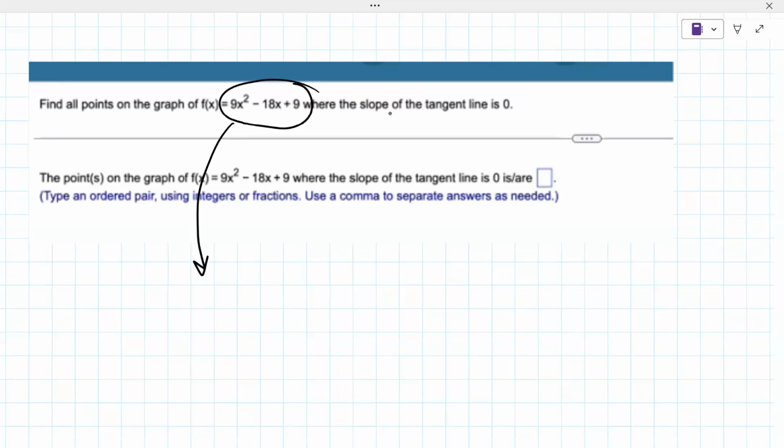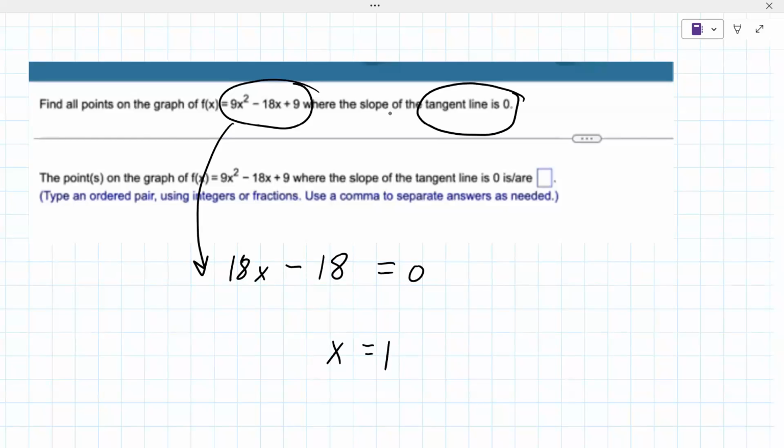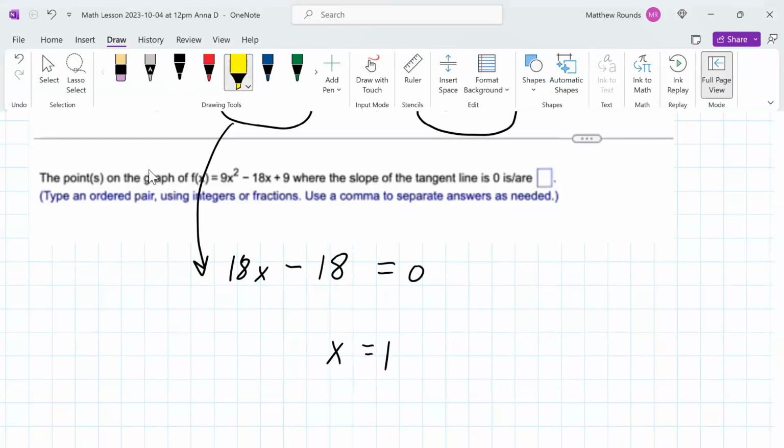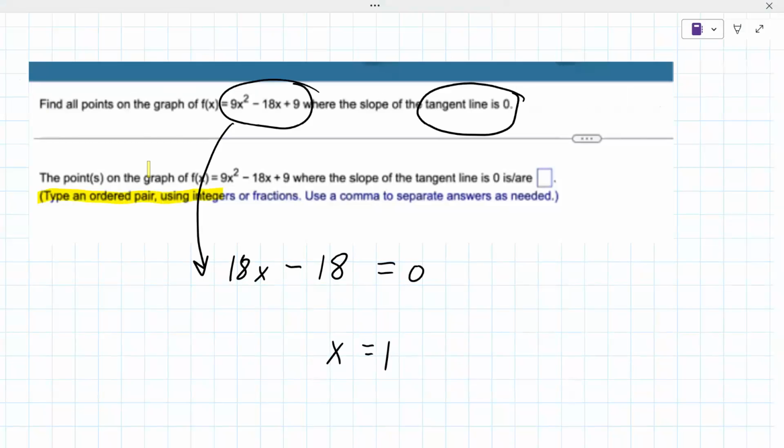Okay, so 2 times 9, the first one, 18x minus 18. All right, and we're trying to figure out where the slope of the tangent line is equal to 0, so you set the whole thing equal to 0 and solve for x, which is x equals 1. Perhaps most importantly, always pay attention to the colored text. Is that blue or purple to you? Purple. Purple, okay.